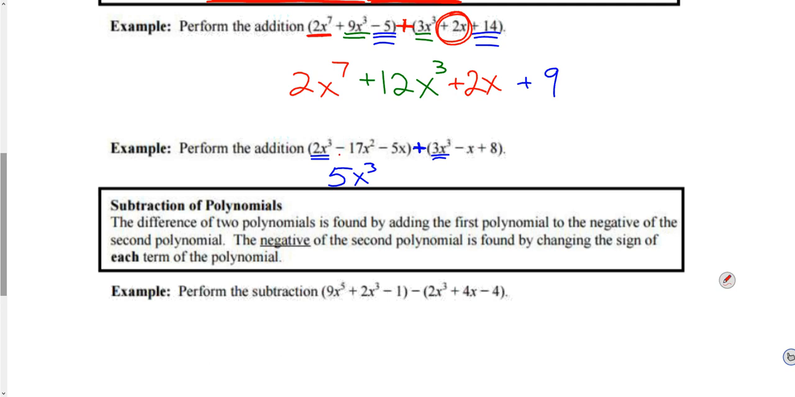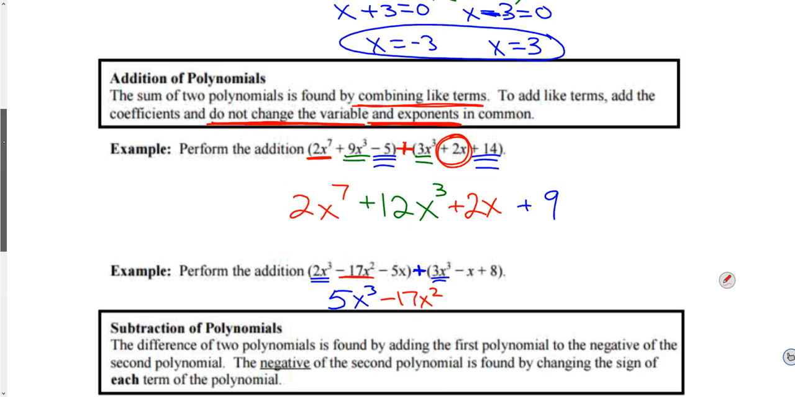This one right here has a negative 17x squared. I go to the other one and I search for any x squared, and it doesn't have one, so I just bring it down. That is exactly what I underlined up here. That's what this is all about, yes. So anytime it's plus, we're just combining like terms.